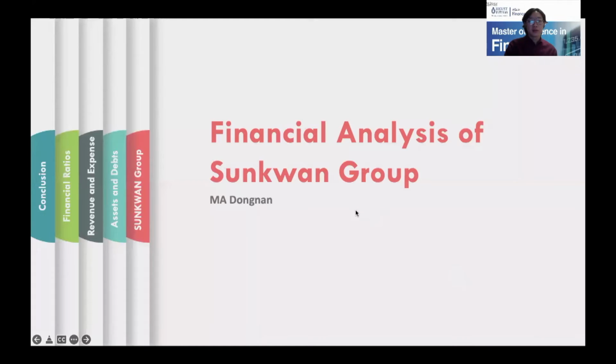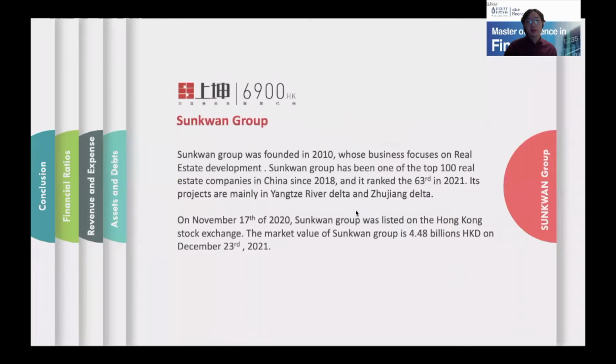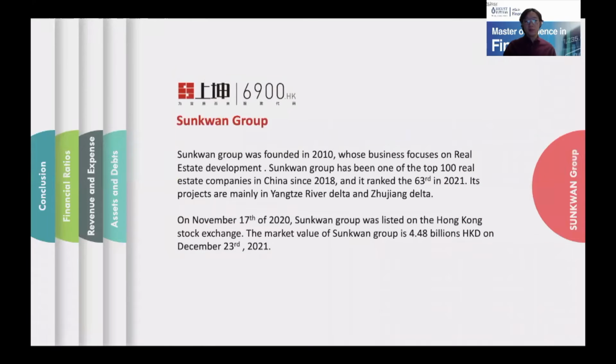Sankun Group was founded in 2010, and its business is focused on real estate development. It has been one of the top 100 real estate companies in China since 2018. Last November, Sankun Group was listed on the Hong Kong Stock Exchange.